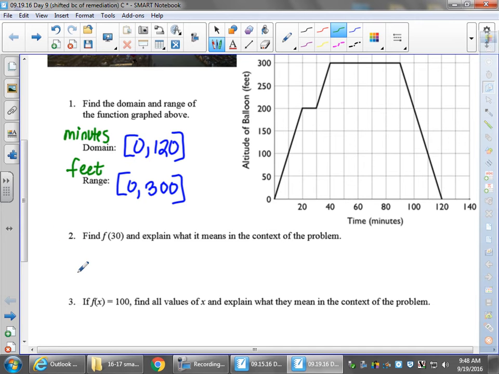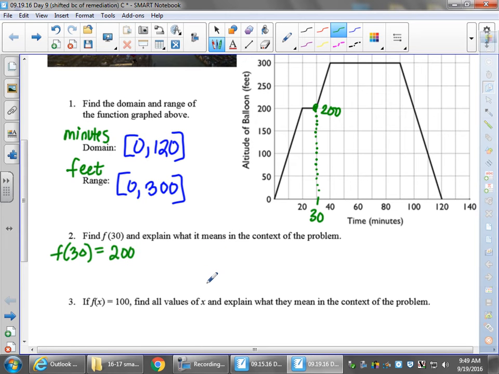Find f of 30 and explain what it means. Is this giving me an x value or a y value? Think about the notation. An x value. So where are my x values located? Which axis? X-axis. So I'm going to go to 30. 30 is going to be halfway between 20 and 40. It says f of 30. So when x is 30, what's y? We're going to write f of 30 equals 200, but that's only a piece of it.